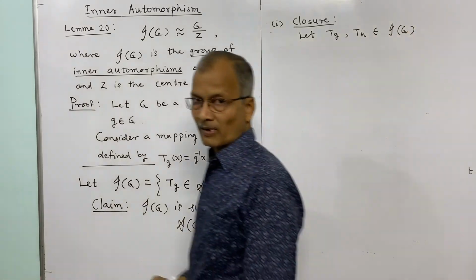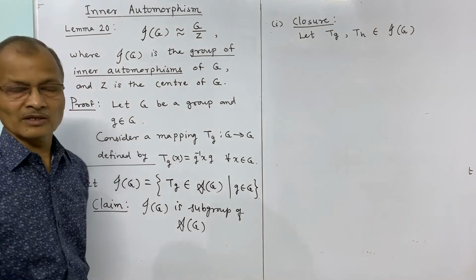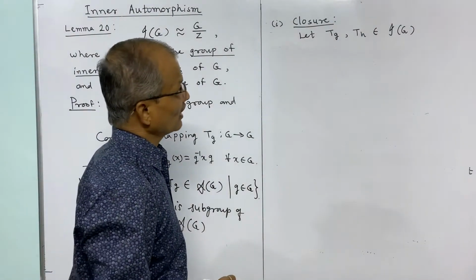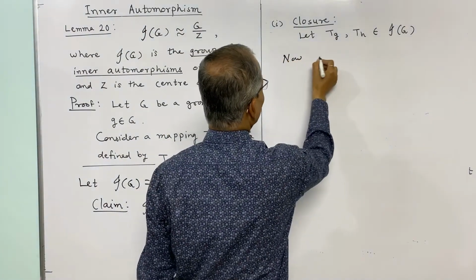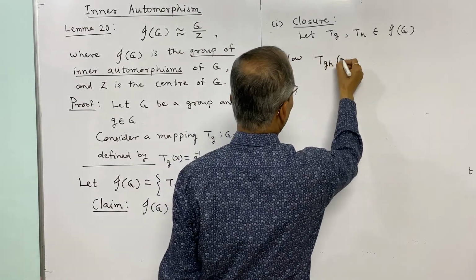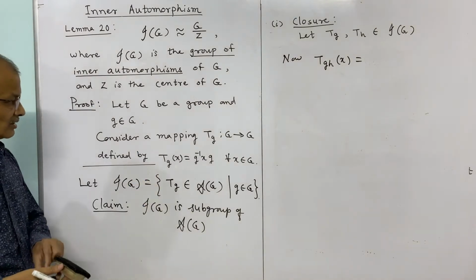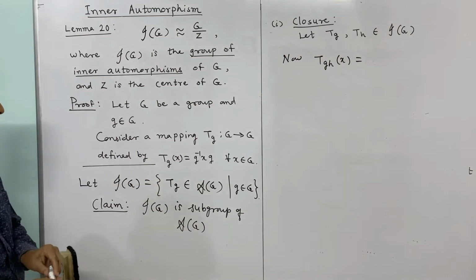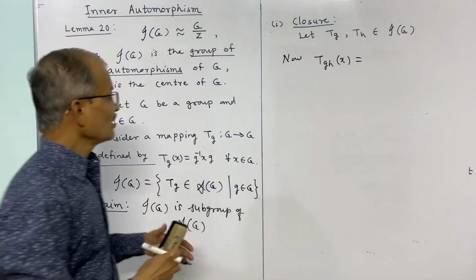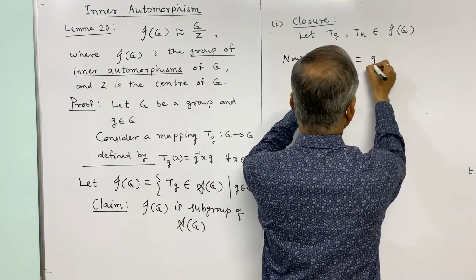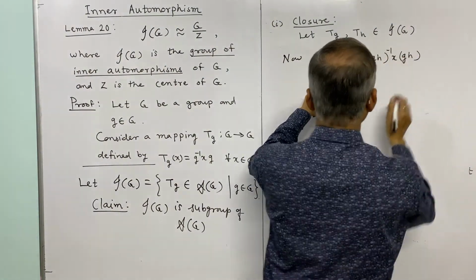So what we shall form is the product of this, and again it must be in IG. Then it will be closed. So now we will have TGH of X is equal to, we will use the definition of T here, TG of X. Instead of TG we have TGH, and therefore by this definition, this will be the inverse of GH, X, into GH.